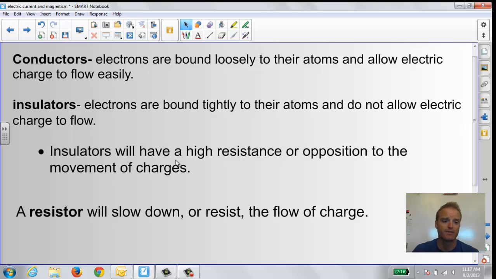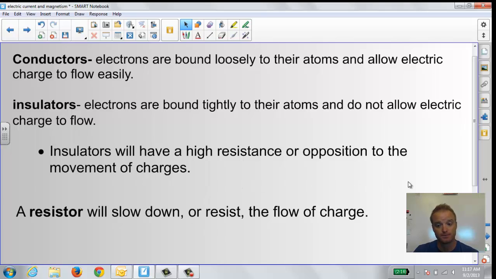On the other side of that, we have insulators. In insulators, electrons are bound tightly to their atoms and do not allow electric charge to flow. So in this case, the atom doesn't want to give up that electron, so it holds on to it, and the charge can't flow or push through that material.